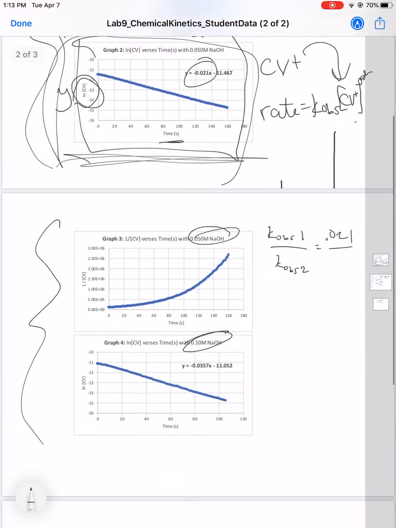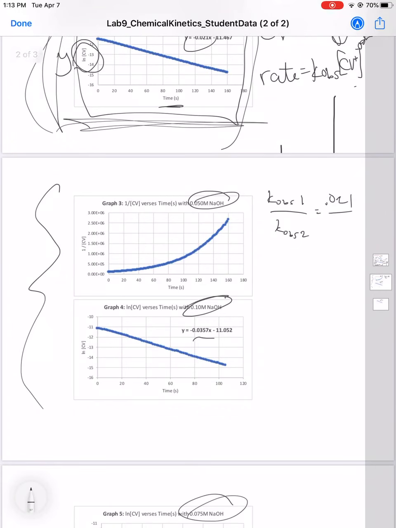But anyway, k observed is 0.021. This k observed is 0.0375, and it's raised to some power x. And you can compare it, it is equal to the ratio of the rate, so 0.050 divided by 0.10. And you can figure out what this order x is based on that.